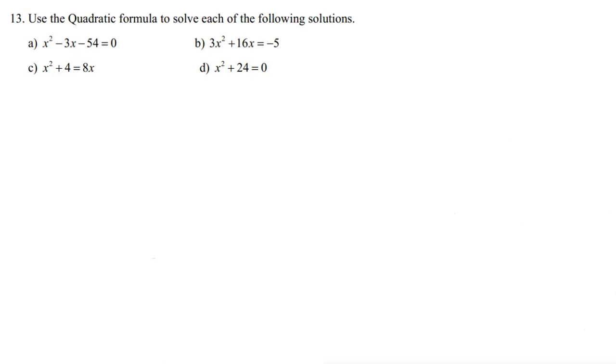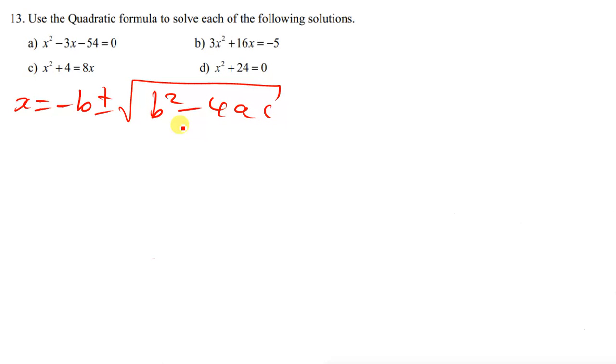Right, so let us write the quadratic formula again. So the quadratic formula is x is equal to negative b plus or minus the square root of b squared minus 4ac, and then everything divided by 2a.